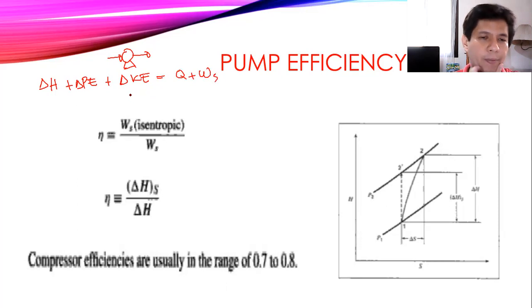So as you can see in the pump, generally the kinetic energy and the potential energy are negligible. And then since we'll calculate using the delta HS, the isentropic delta H, Q will also be equal to 0. So that's why delta H is simply equal to Ws, no? As shown in these two equations.